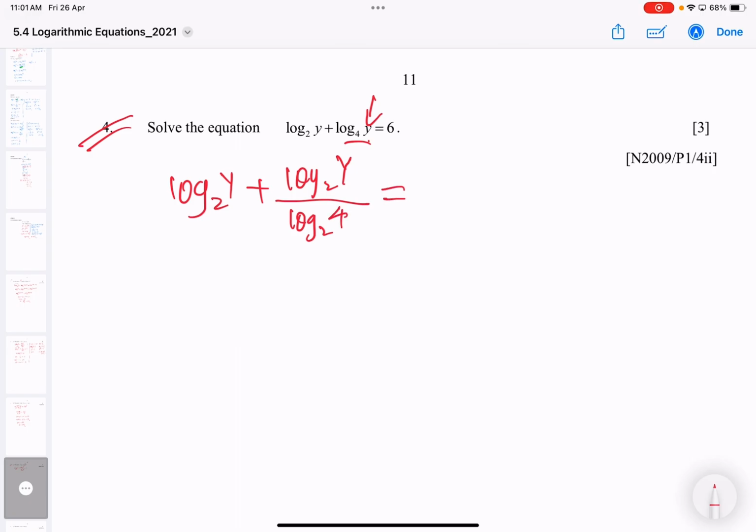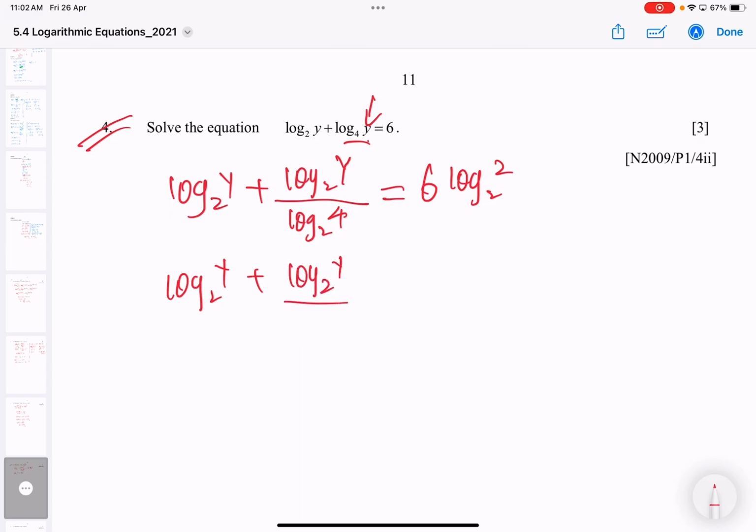The 4 will be written at the bottom. Alright, 6 can easily be changed to base 2 as well. Just log 2, 2. Okay, so I'm going to simplify this. Okay, so log 2, 4 can be changed into... 4 can be expressed as 2 to the power of 2, right? So I'm going to have 2.